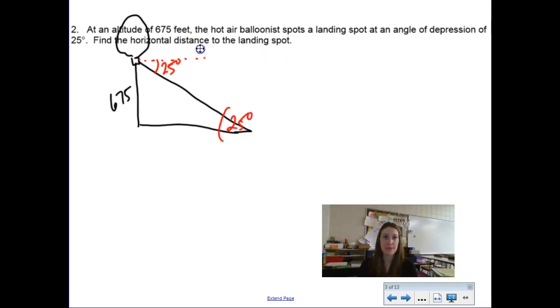And they want to know the horizontal distance to the landing spot. So horizontal measures left to right. They want this part right here. So if this is now my angle that I'm going to use in my trig ratio, this is the, oh gosh, that's the adjacent.